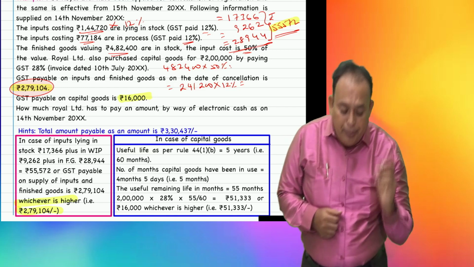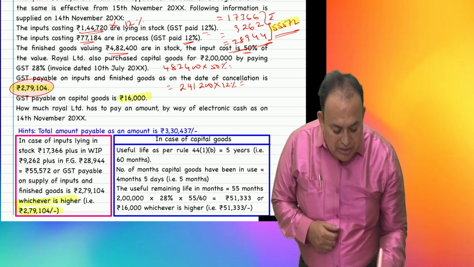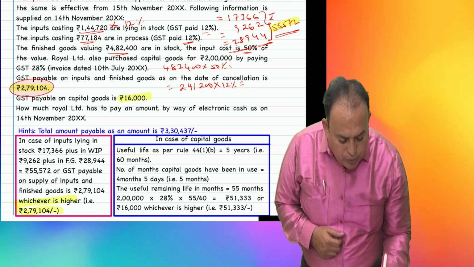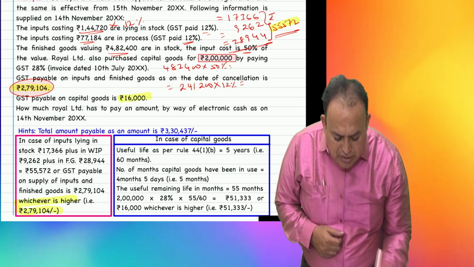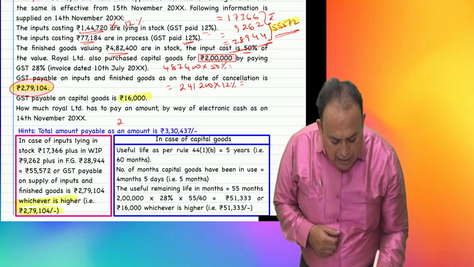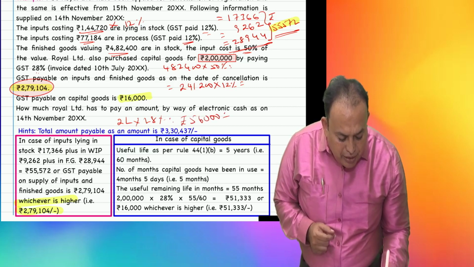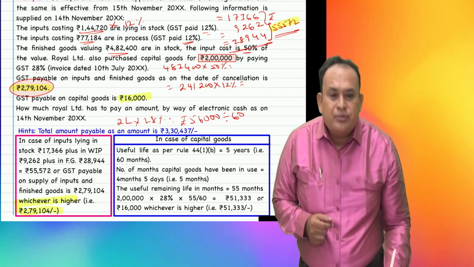With regard to capital goods, what is the value of the capital goods? Capital goods here are 2 lakhs. On that, GST at 28%. On 2 lakh, how much GST comes? 56,000 credit. This credit will be divided into 60 months, because it is 5 years.